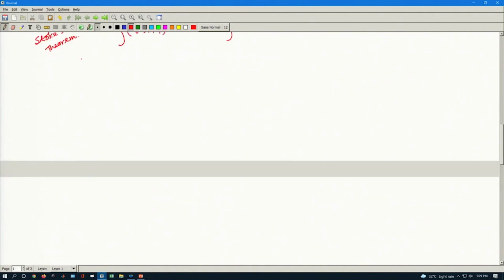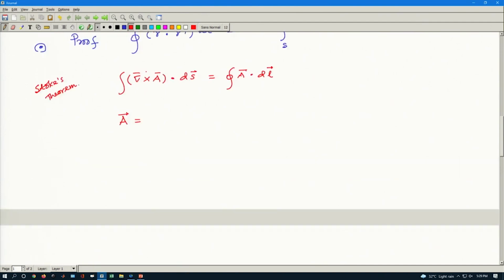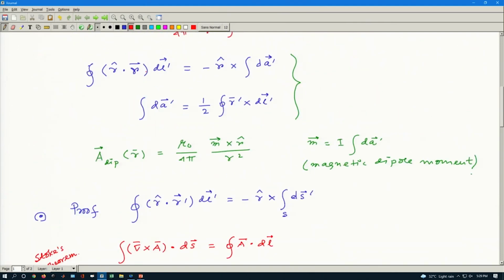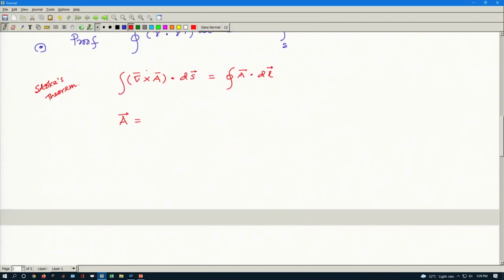Now, let us take this vector field A. This is any arbitrary vector field. A here does not mean that it is the vector potential. So, to avoid confusion, I will put a different name. Let us call it any vector field, say G.